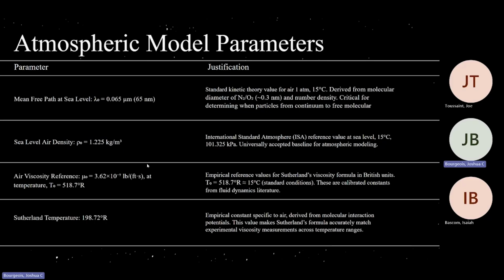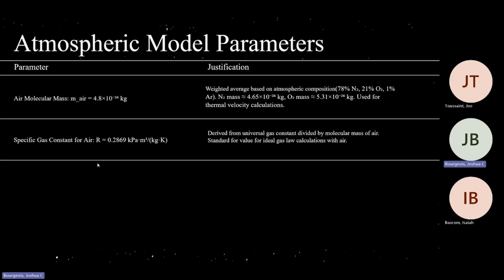Then for atmospheric model parameters, we have the mean free path at sea level, because part of our assumption was that we're going to sea level, and that's going to be at 0.065. The sea level air density, that's going to be 1.225 kilograms per meter cubed. The air viscosity reference, and then the Sutherland temperature, it's going to be 198 degrees. Then we also have the air molecular mass, that's going to be 4.8 times a really small number, and then specific gas constant for air, 0.2 kilopascals.